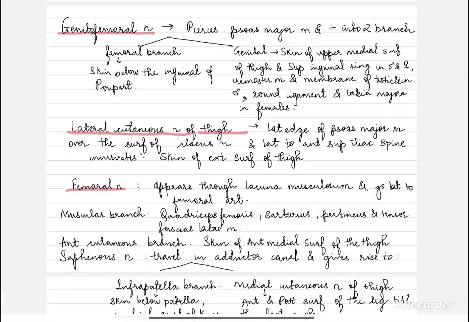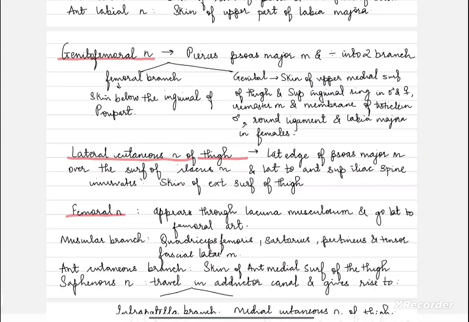Now next is the genitofemoral nerve. It pierces the psoas major muscle and divides into two branches, the femoral branch and the genital branch. The femoral branch supplies the skin below the inguinal ligament of Poupart. The genital branch supplies the skin of the upper middle surface of the thigh and passes through the superficial inguinal ring in male and female. It supplies the cremaster muscle and membranes of the testis in male, and the round ligament and labia majora in female.